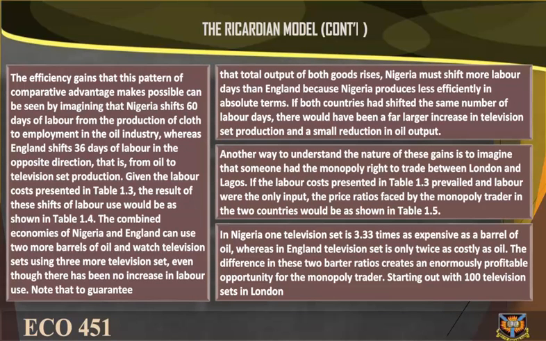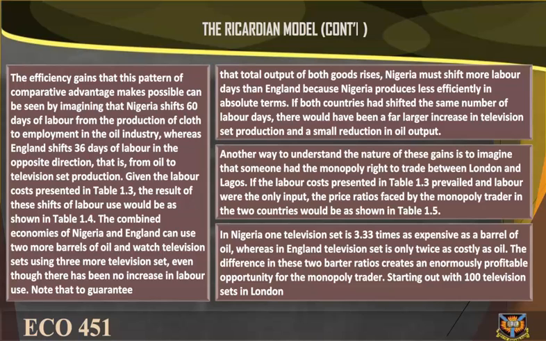The efficiency gains that this pattern of comparative advantage makes possible can be seen by imagining that Nigeria shifts 60 days of labor from the production of cloth to employment in the oil industry, whereas England shifts 36 days of labor in the opposite direction, that is, from oil to television set production.